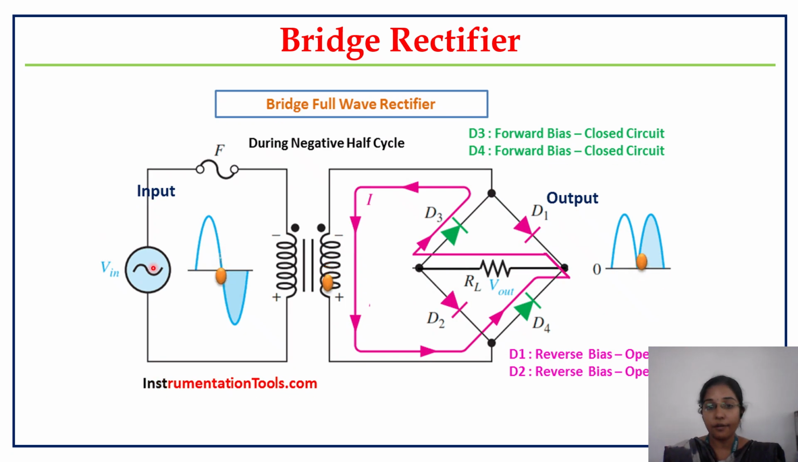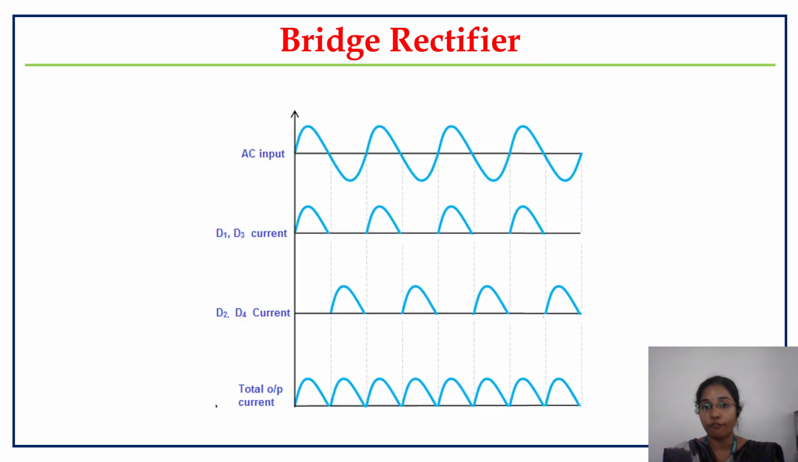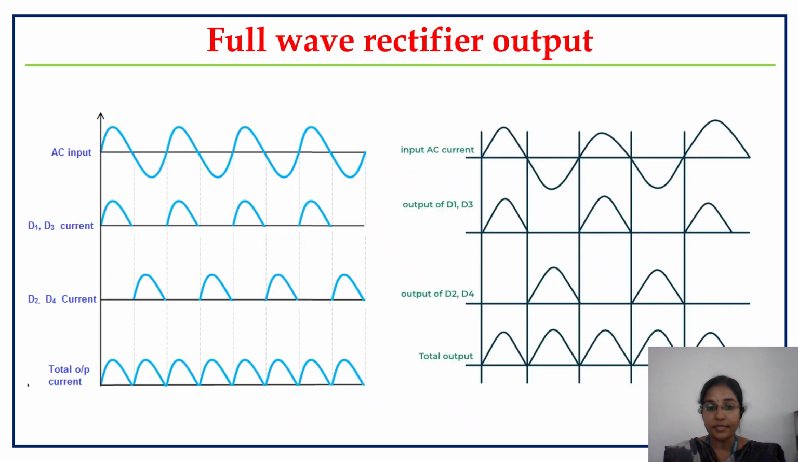Next, I am giving the negative half cycle as input. Diodes D1 and D2 will go to reverse bias. Diodes D3 and D4 will be in forward bias. So the signal will take this path: D3, RL, D4. That is the path for the signal to travel for the negative half cycle. So for a bridge rectifier also, I will be getting the same output. With the positive half cycle, I will be getting one signal. For the negative half cycle, I will be getting another signal.